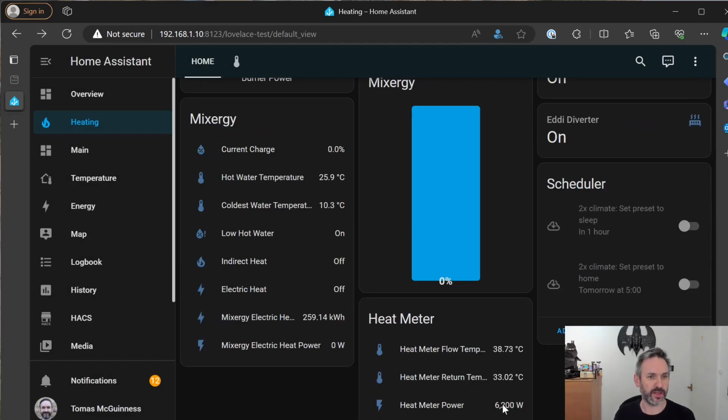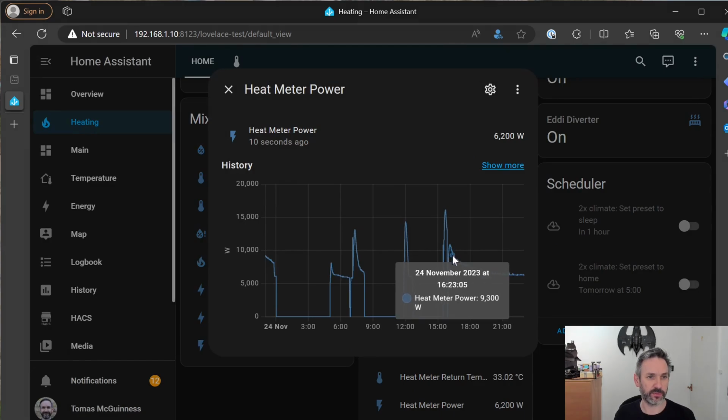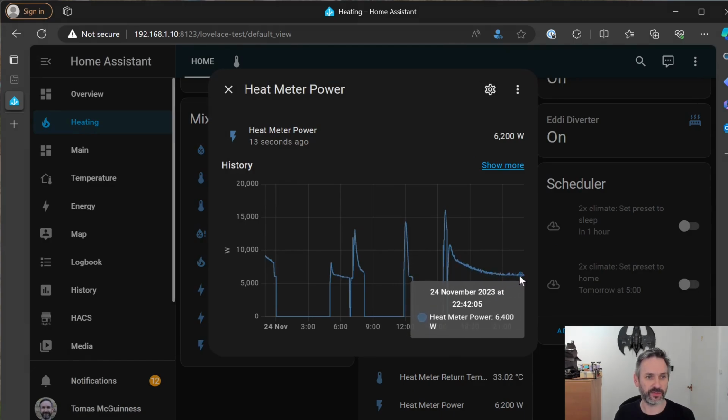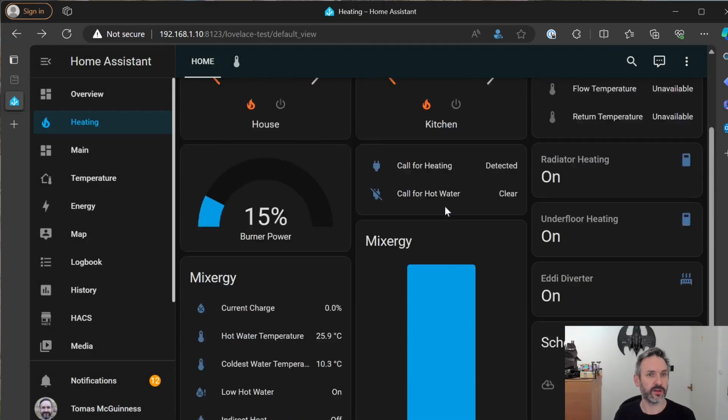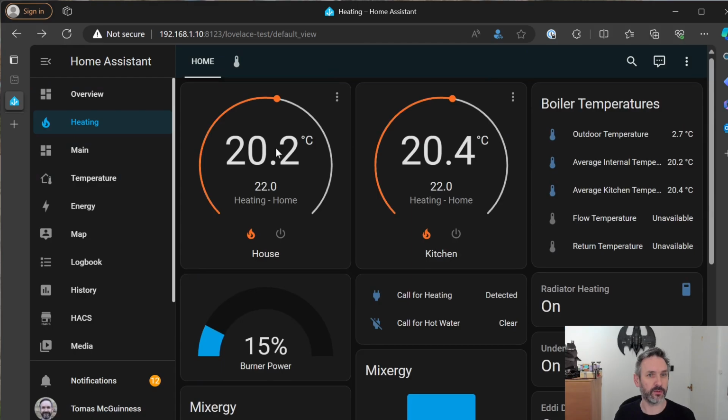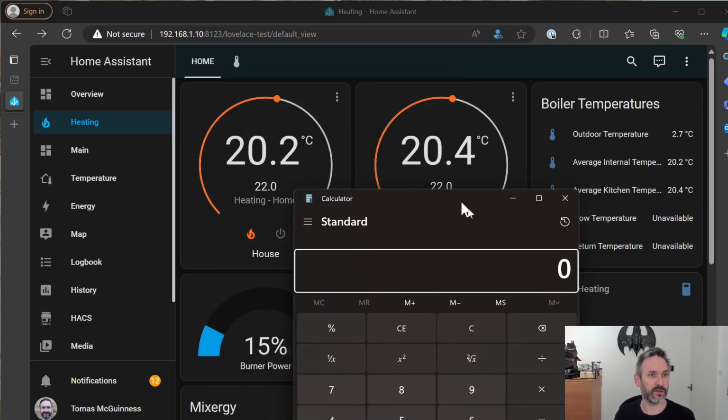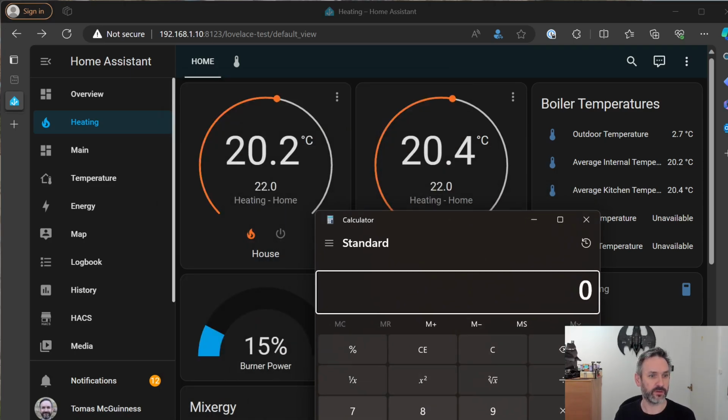And in terms of the heat meter, that's been pretty steadily falling, and it's leveling out now. I think the last reading is 6.2 kilowatts. So what are we talking about now? If I just bring up the calculator again. So we've got, what is that, 17.5 now, I think.